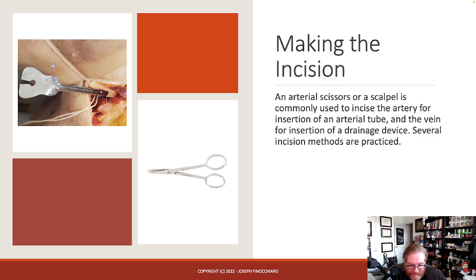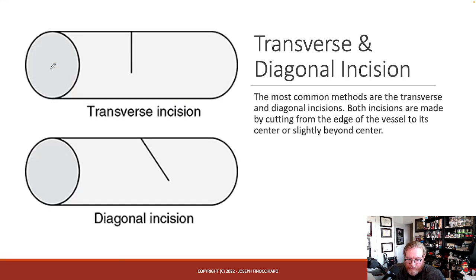So how can you make these incisions? You could use an arterial scissors or a scalpel to incise into the artery or the vein. Several incision methods are practiced. I am telling you, I never use a scalpel for it. That is not something I like to do. I use scissors 100% of the time. Have I used scalpels? Absolutely. Do I like using them for this purpose? Absolutely not. I would rather use scissors so I don't unnecessarily harm something around my artery or vein.